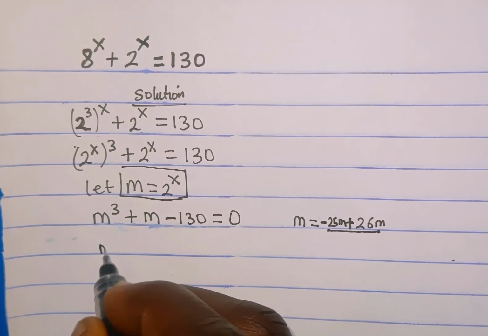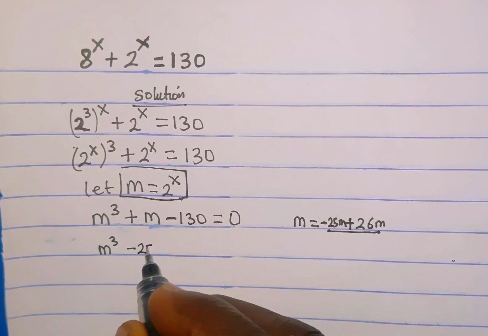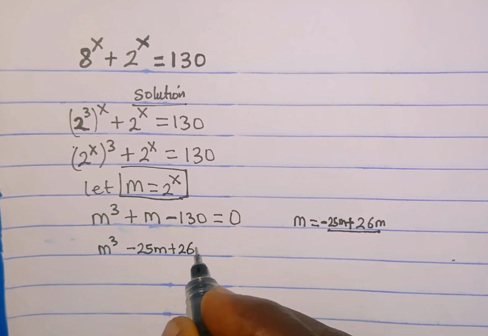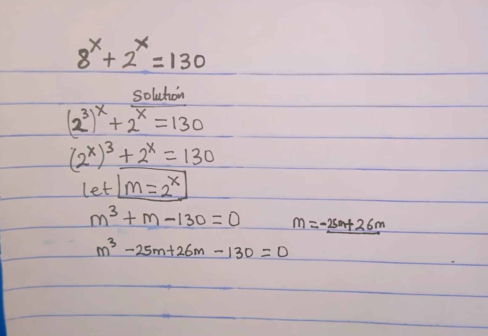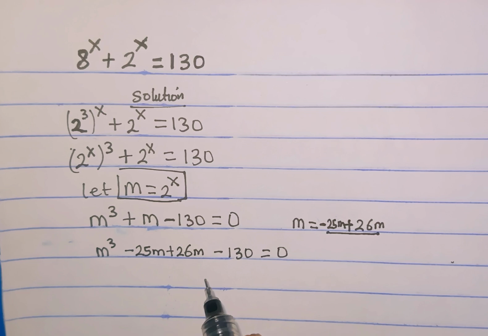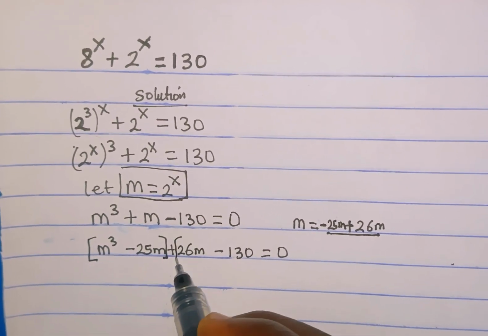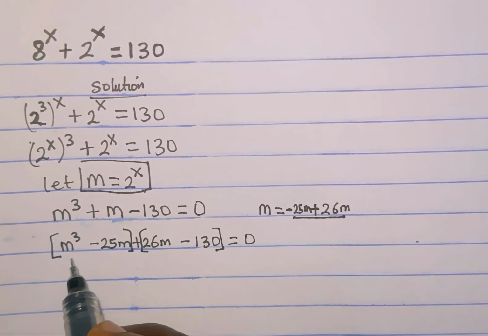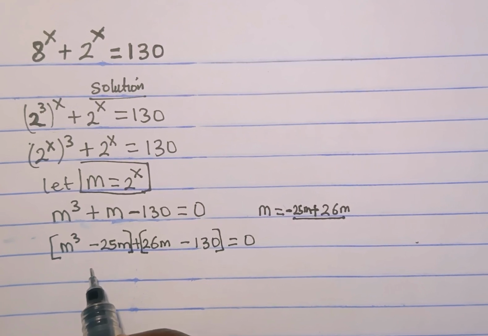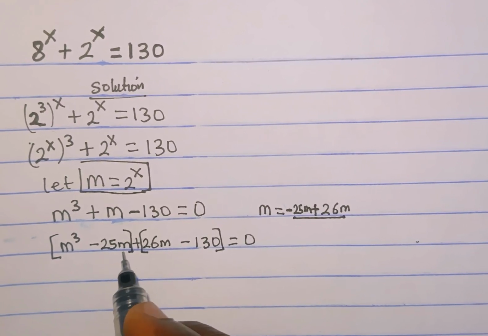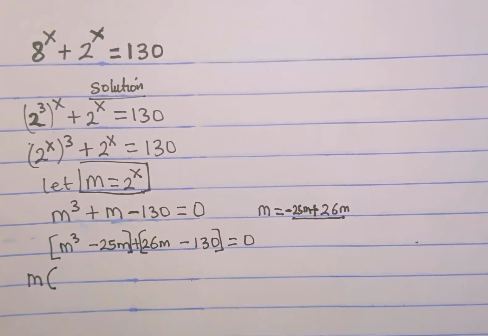So therefore, we are going to have m to the power of 3. In place of this m, we are going to replace negative 25m, then plus 26m, then negative 130. Everything will be equal to 0. Now we have 4 terms, so we can use factorization by grouping. So what do we do? We group the first 2 terms, and also we group the last 2 terms. So now if you look at here, m to the power 3 minus 25m, what is common here? So m is common. So we're going to factor out the one that has the least power, which is this m to the power 1. So we factor out m, and we're going to open a bracket.